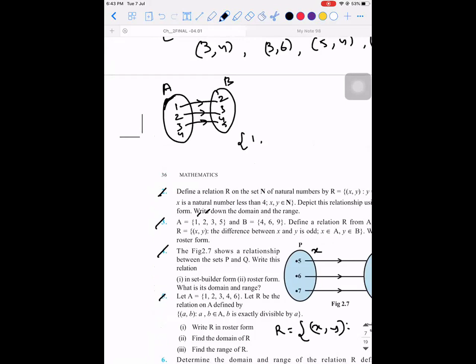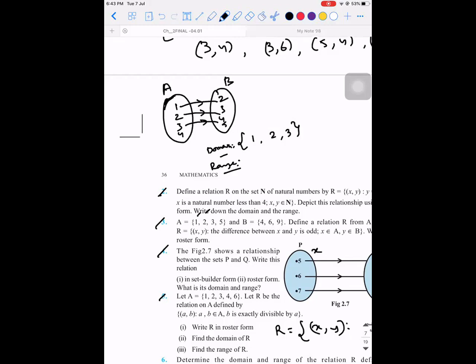If you are able to write those elements in a set, then that set is called the domain. Domain is the set of all input values which are part of a relation. I'm putting it in very simple English: domain is a set of all the elements which are participating in a relation. Then if I ask you the range, what will you say?